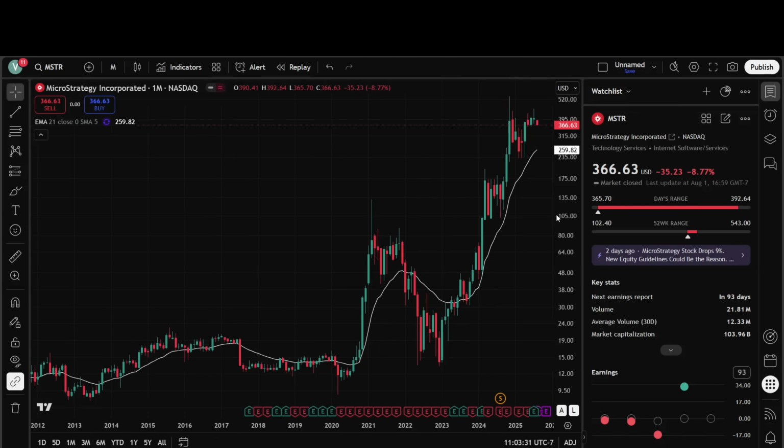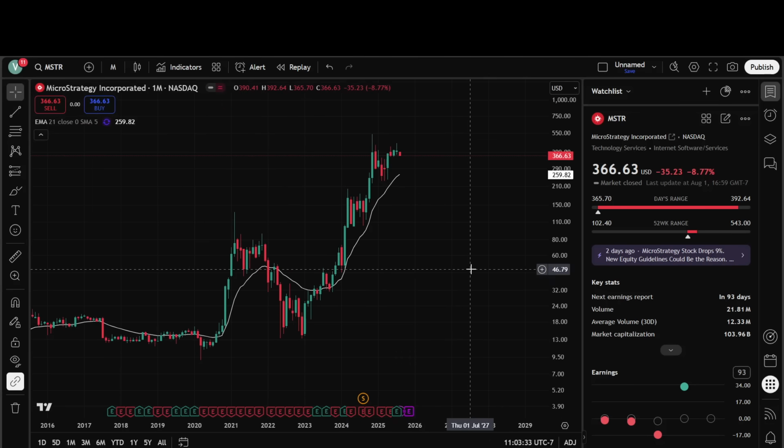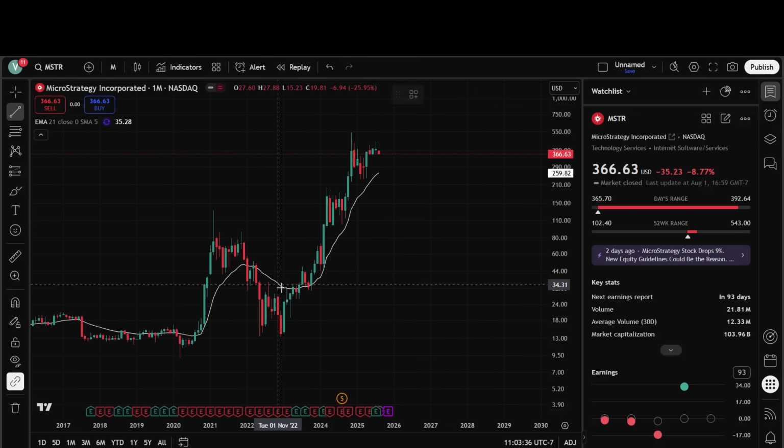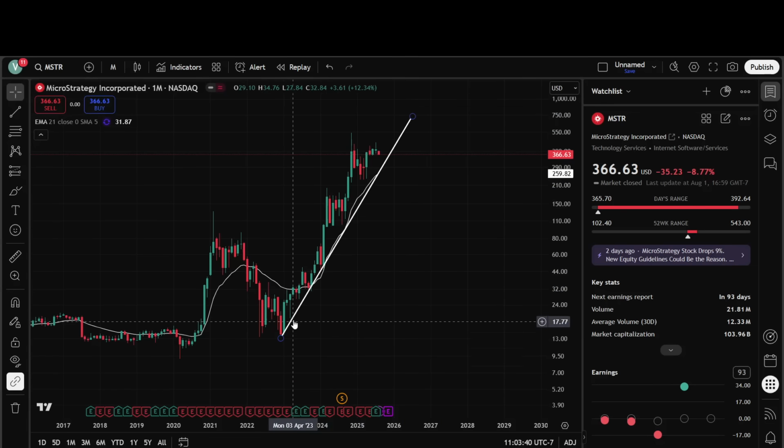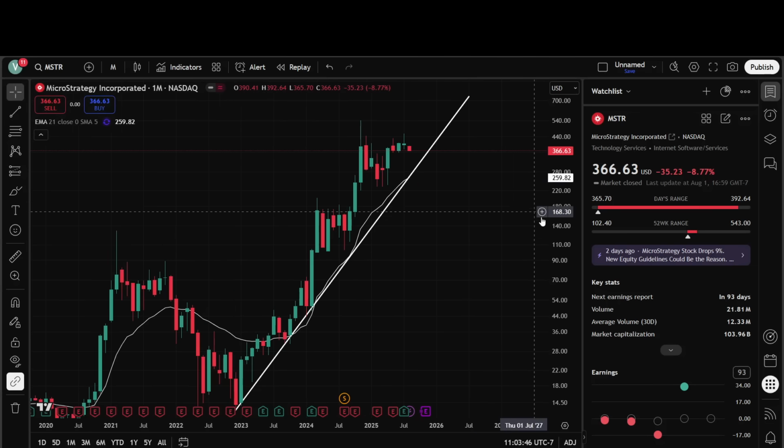So looking at the monthly chart for MSTR, it still looks pretty strong. We're in a nice strong uptrend. We're still above the bullish trend line. As you can see here on the monthly chart, we're still above the bullish trend line, still above the EMA. We're finding some resistance at the top side of this trend.